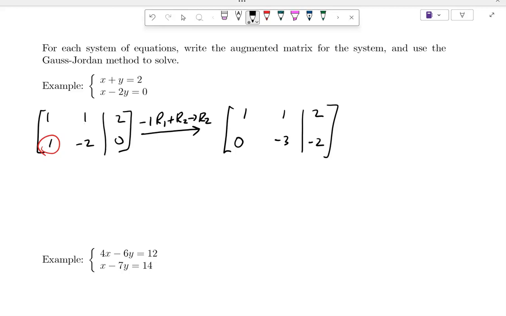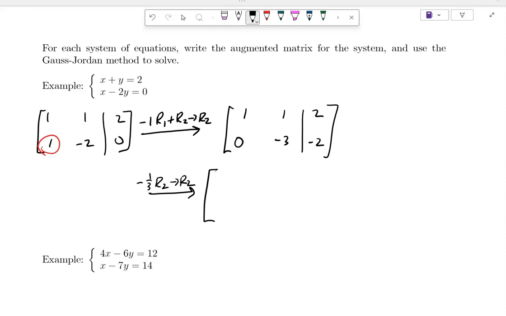All right. Got a 1, got zeros. What's the next step? Get a 1. Looking at that second row, what do you need to do to get a 1? Divide by a -3, right? Multiply by a -1/3. More often than not, to get a 1, you're going to end up dividing by whatever coefficient you have there.